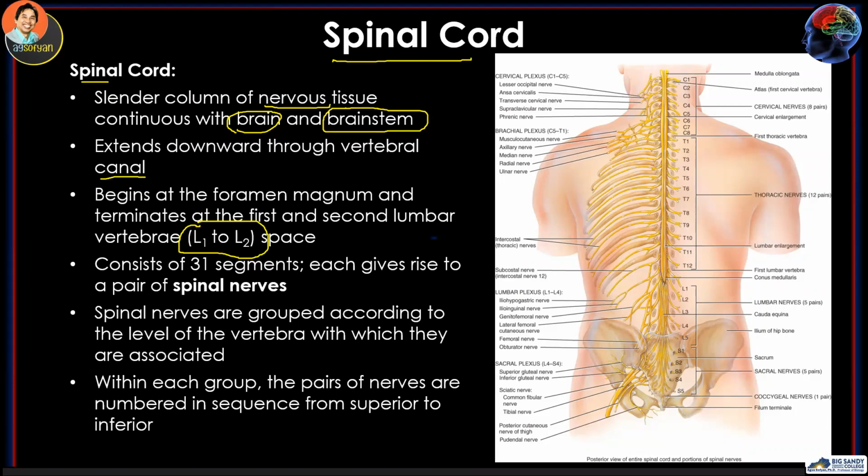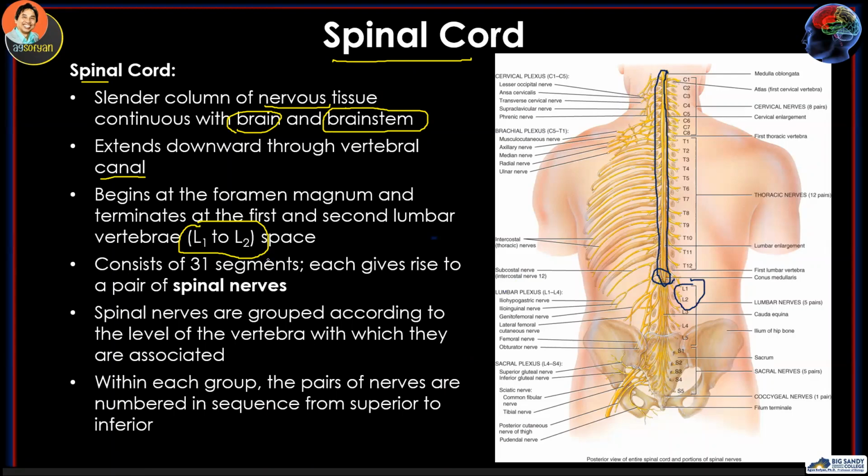So if you see this picture, okay, it starts from the brainstem, which is the medulla oblongata, goes down, and then it stops here, in the lumbar vertebrae, between lumbar vertebrae number 1 and number 2. Okay, this is vertebrae number 1 and number 2.